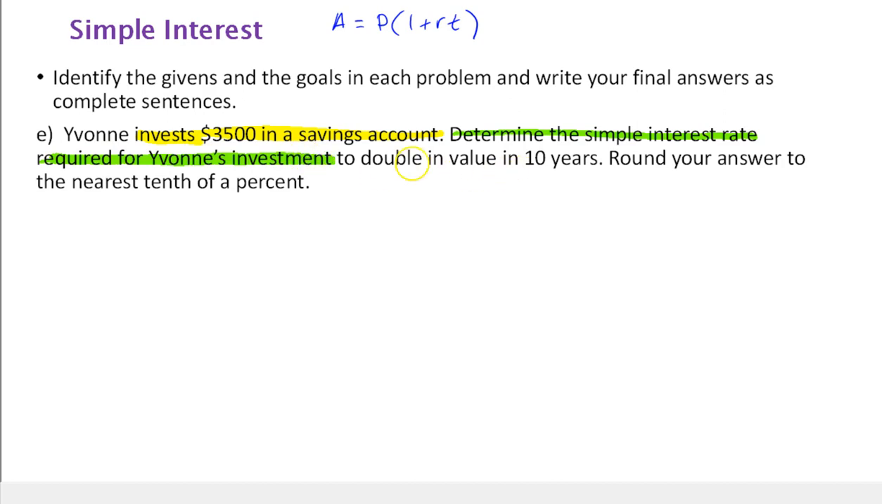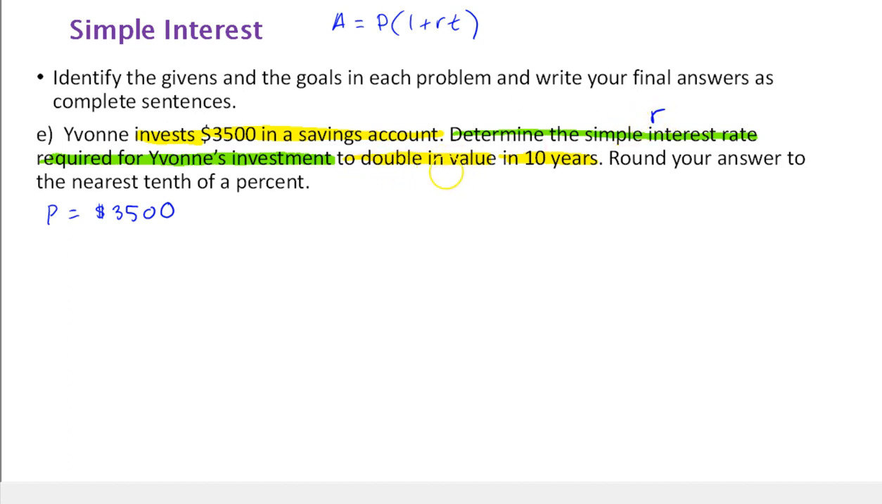Okay, and here's one of those questions where they give you some given information in the question. To double in value, so the amount will be twice the principal in 10 years. And then we're asked to round our answer to the nearest tenth of a percent. Okay, so let's write down the letter representations for what we know. Well, we know the principal is $3,500. We're trying to determine the simple interest rate, so that's our R, that's what we're looking for.